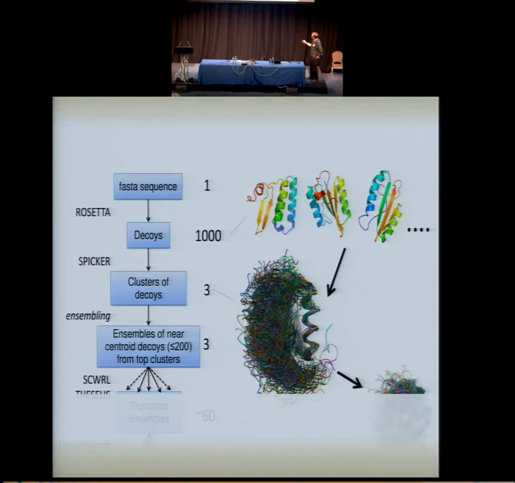This is what a cluster looks like, and you can see it looks completely useless. There is a little bit of common structure, this helix and some strands that you can't see quite as well here, but essentially it's far too diverse to be considered as a search model. For each of these clusters, we take at most 200 of those decoys closest to the centroid, and then we add side chains to them with SCWRL.